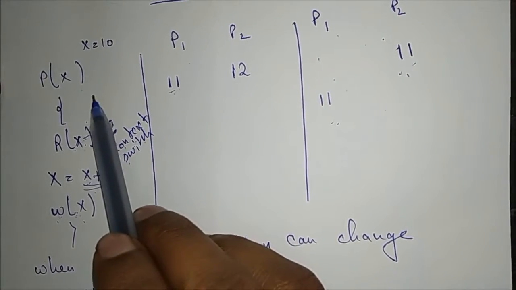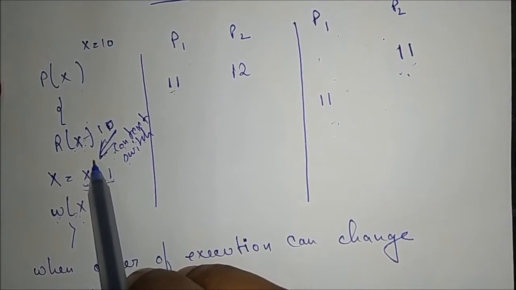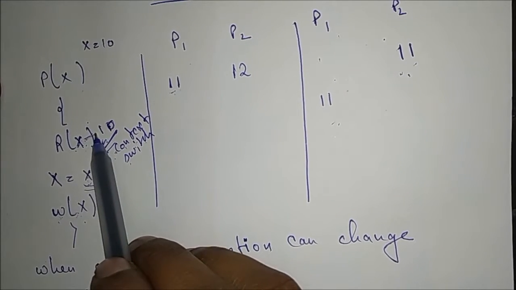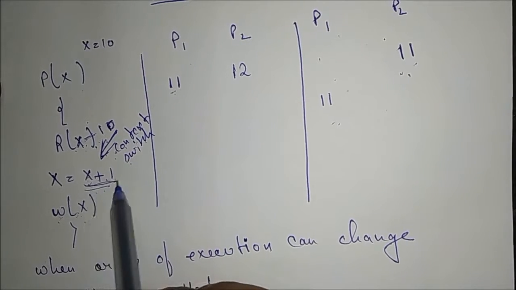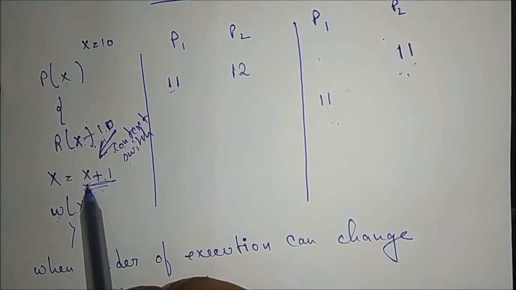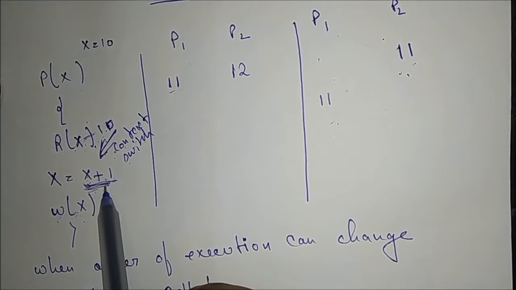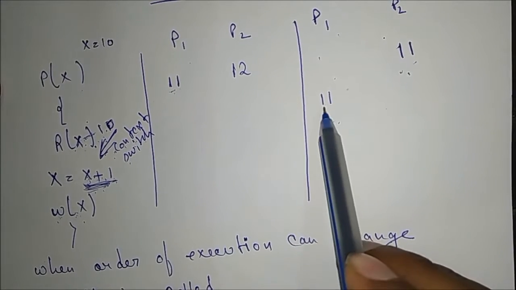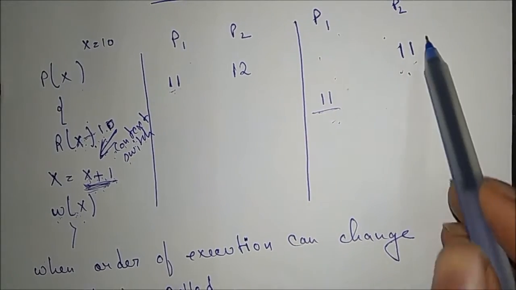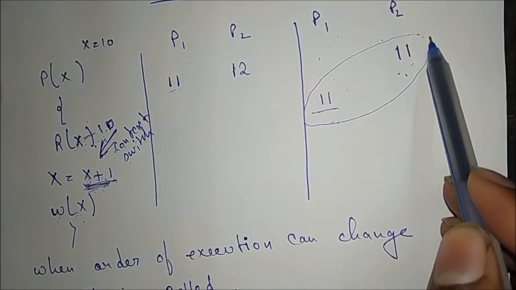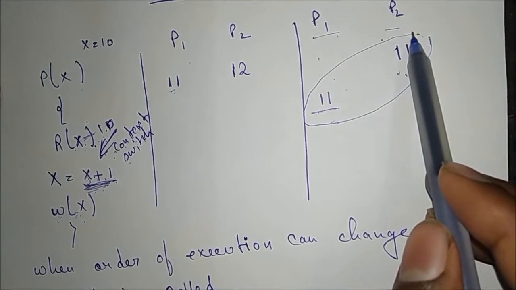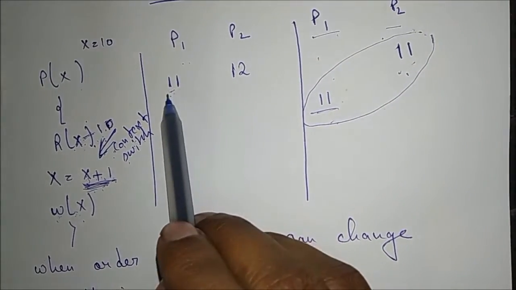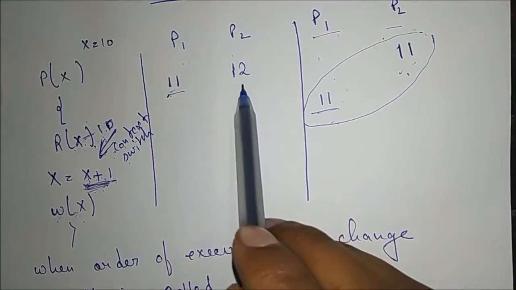Now when P1 got the chance again, it reads the value 10. Now it goes into the executing state and increments the value, 10 plus 1, 11 only. So it printed 11 only. So now P1 and P2, these two processes have the same value. But in the first case, when P1 ran first, we got 11, and when P2 ran next, we got 12.